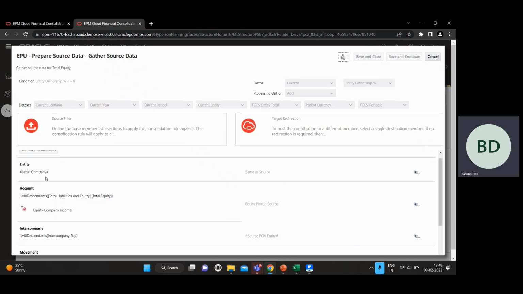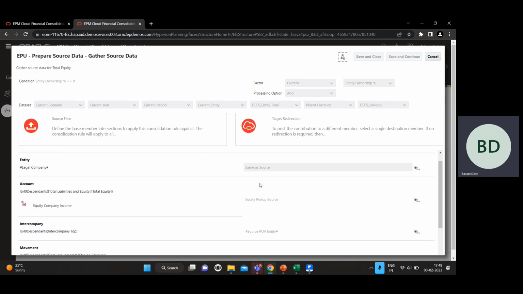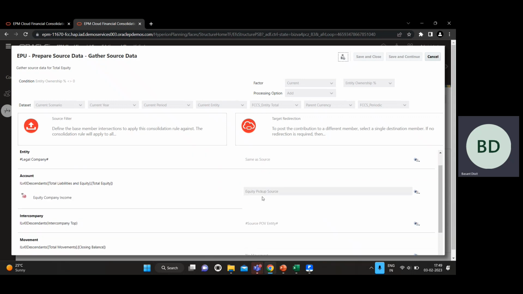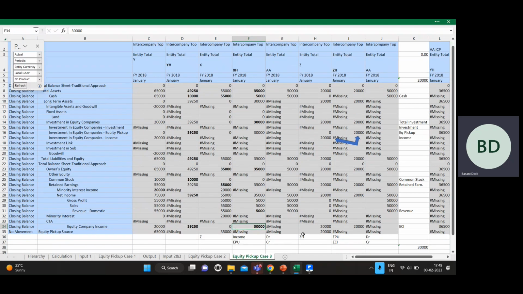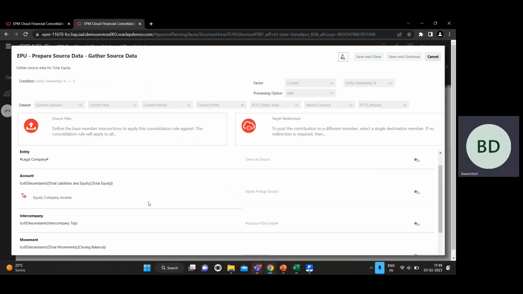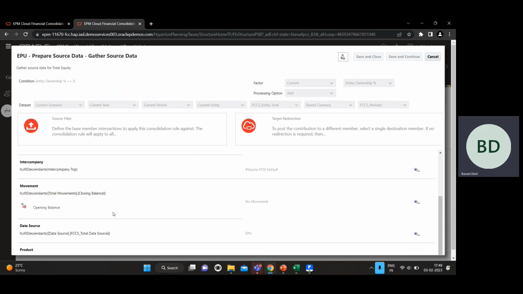So here you can see the legal company is the entity, and we'll go to the legal company itself, and the account is the same. We just exclude, but at the target, this is the right side, you can see the amount will go to equity pickup source. That is why we are getting some random figures, and the figures with the ownership percentage are coming in this source also. Intercompany top, and movement is no movement. Data source is EPU.